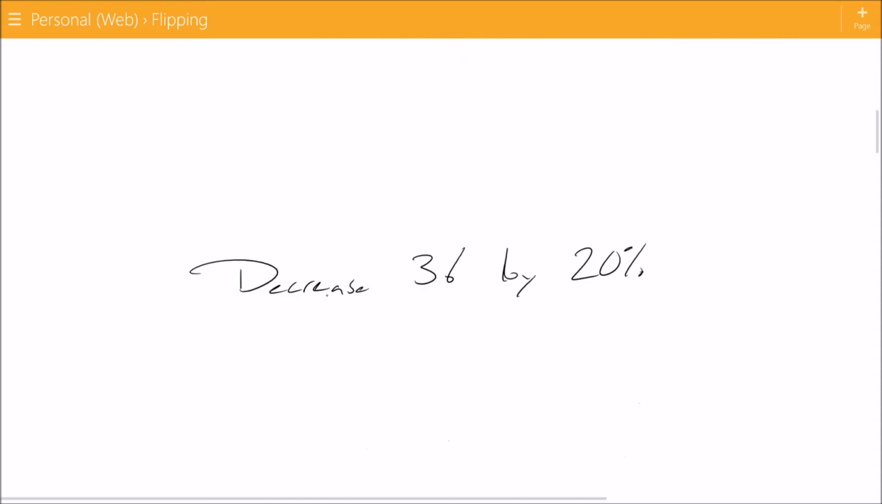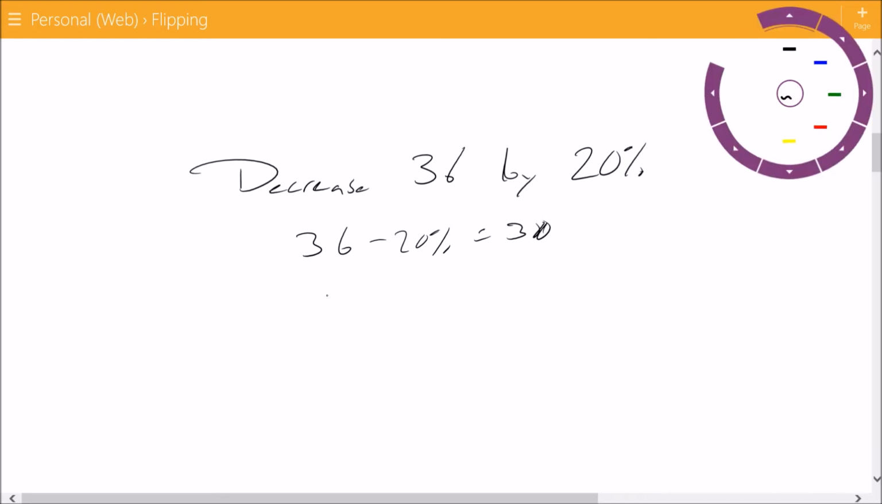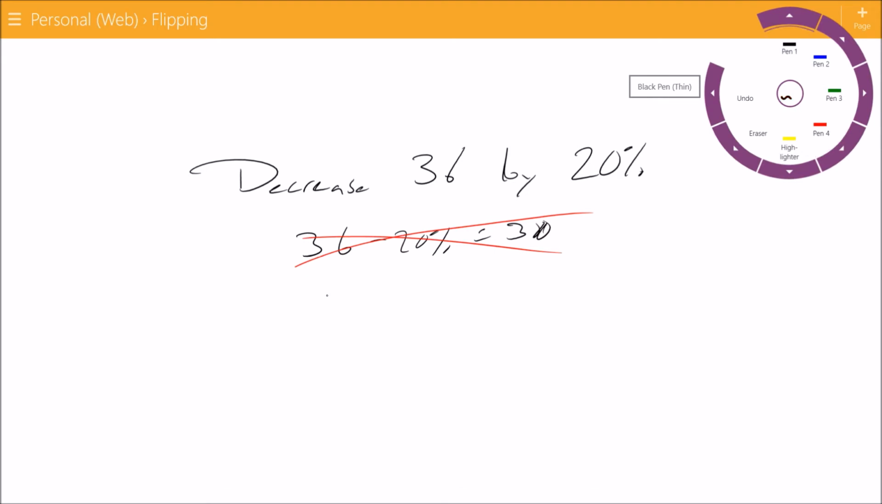So it would make sense then that if I wanted to decrease 36 by 20% of it, I could say, oh, well, I'm just going to work on the fact that I know that I just increased by 20%. So 36 minus 20% would just give me 30. And if you thought that, then I'm sorry, but you would be wrong. That's not actually how it works. It is weird. Why is it weird?